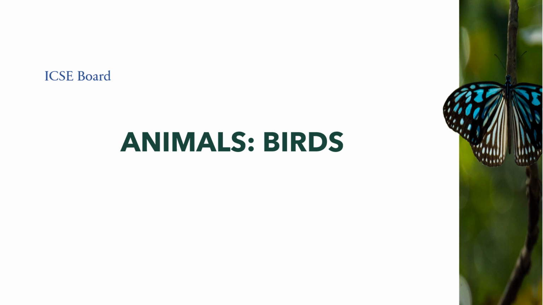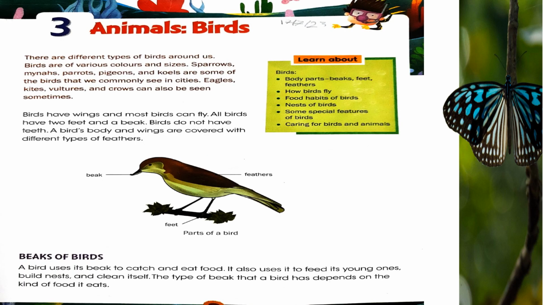Topic: Animals, Birds. Let's start with the chapter Animals, Birds. There are different types of birds around us. Birds are of various colors and sizes. Sparrows, mynas, parrots, pigeons, and quails are some of the birds that we commonly see in cities. Eagles, kites, vultures, and crows can also be seen sometimes.